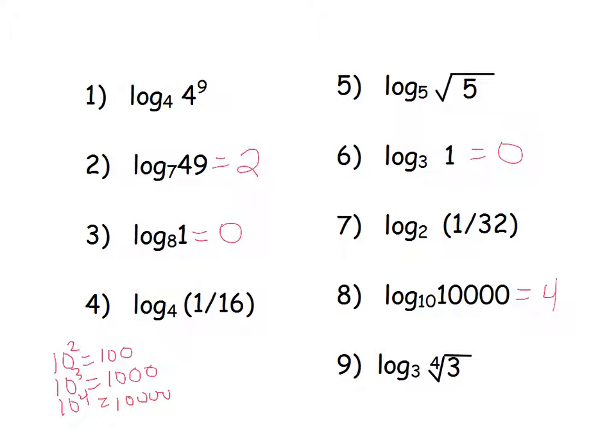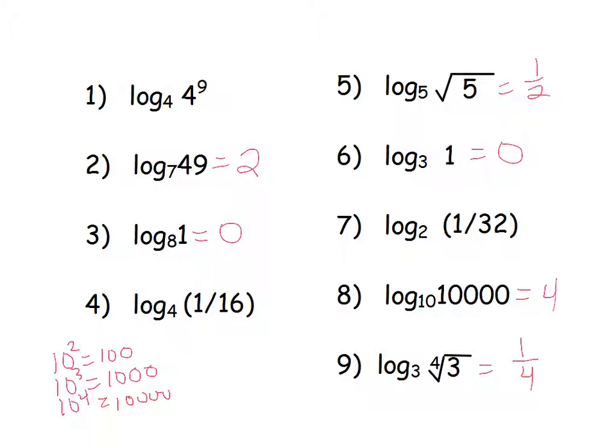Let's look at number 5. This one has the square root on it. 5 to what power is the square root of 5? Square roots are always 1/2 powers. But let's look at number 9 then. This one has a radical, but it's not a square root, it is a fourth root. If you take the fourth root of something, that's not going to be the 1/2 power, that's going to be the 1/4 power.